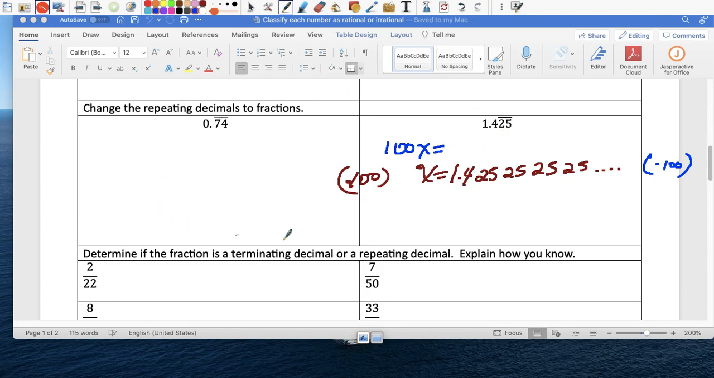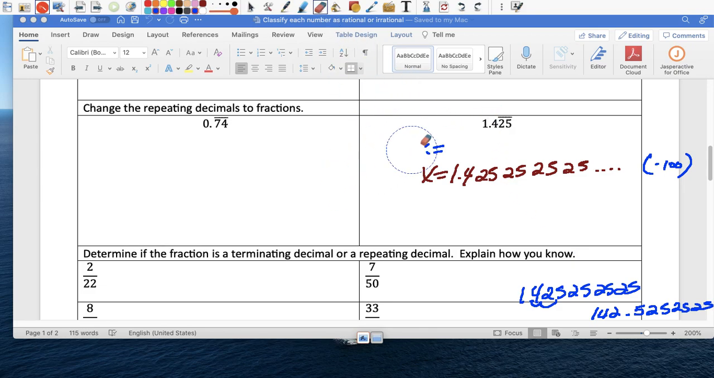So here's my number, 1.425252525. If you move the decimal 2 over, it's going to become 142.5252525. So let's write that down. Let me just push this a little bit to the side. So our original equation was x equals 1.425252525, and then multiplied by 100, this is 100x, which is 142.5252525.